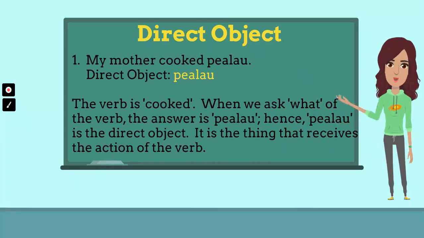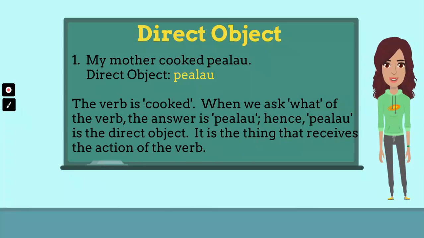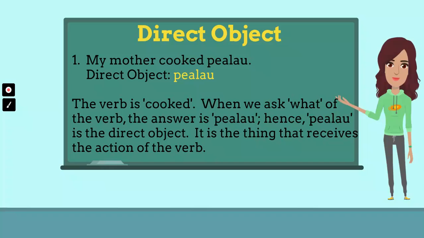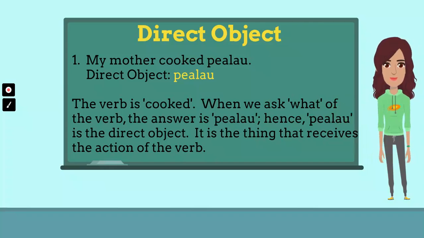Our first example is one of the sentences I used earlier. My mother cooked pilau. The direct object here is pilau. Now let's understand how we arrived at that. Remember, I did say that you can identify your direct object by asking whom or what of the verb. In this case, you will ask what of the verb.